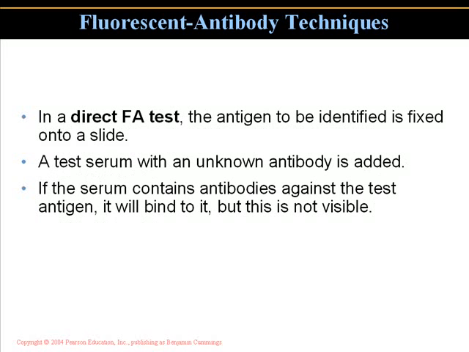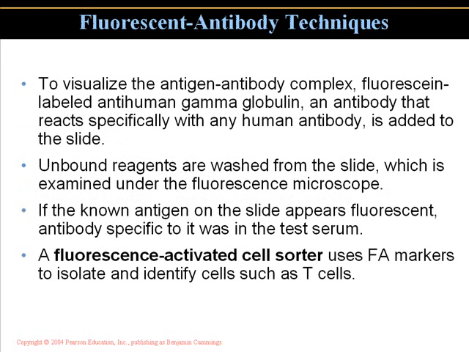In a direct fluorescent antibody test, the antigen can be fixed onto a slide. A test serum of known antibody is added. If the serum contains antibodies against the test antigen, they will bind to it, but this is not visible. To visualize the antigen-antibody complex, fluorescein-labeled anti-human gamma globulin, an antibody that reacts specifically with any human antibody, is added to the slide. Unbound reagents are washed off the slide, which is examined under a fluorescent microscope. If the known antigen on the slide appears fluorescent, antibody specific to it was in the test serum.